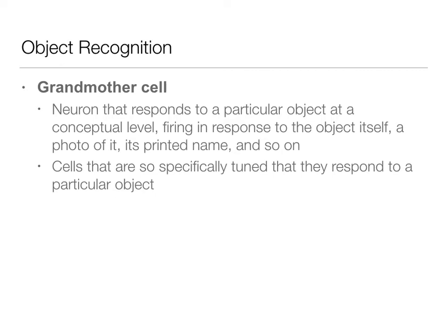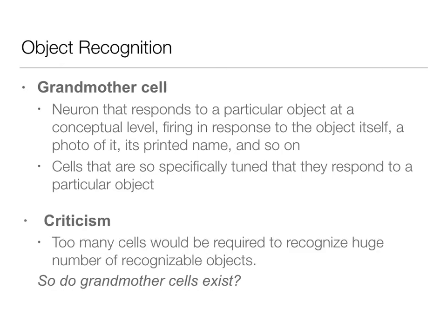The problem with that is, think of how many objects there are out there for us to represent in our cortex. There are too many cells it would require to be able to recognize the huge number of different recognizable objects. So there's a back and forth of, do grandmother cells really exist? This idea was first brought forth in the 60s, but there's been some more recent support for it as well.